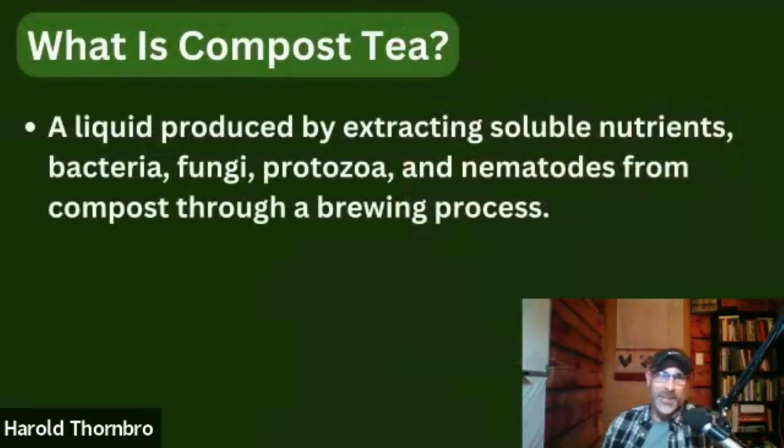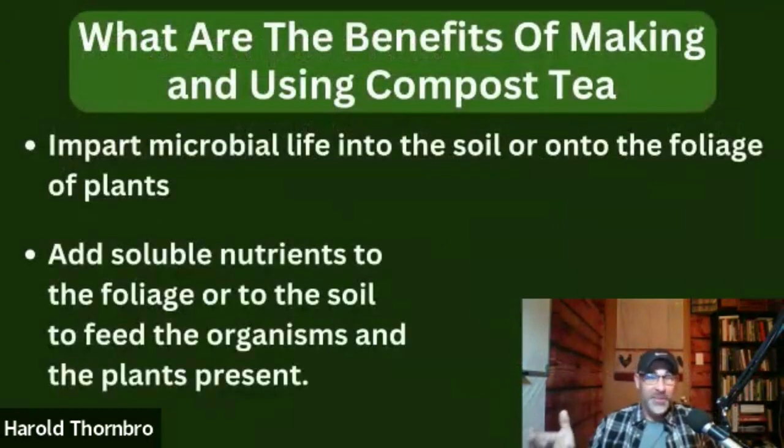What is compost tea? It's a liquid produced by extracting soluble nutrients, bacteria, fungi, protozoa, and nematodes from compost through a brewing process. So you're brewing it, right? What are the benefits of making and using compost tea? You impart microbial life into the soil or onto the foliage of plants, and you add soluble nutrients to the foliage or to the soil to feed the organisms and the plants present.